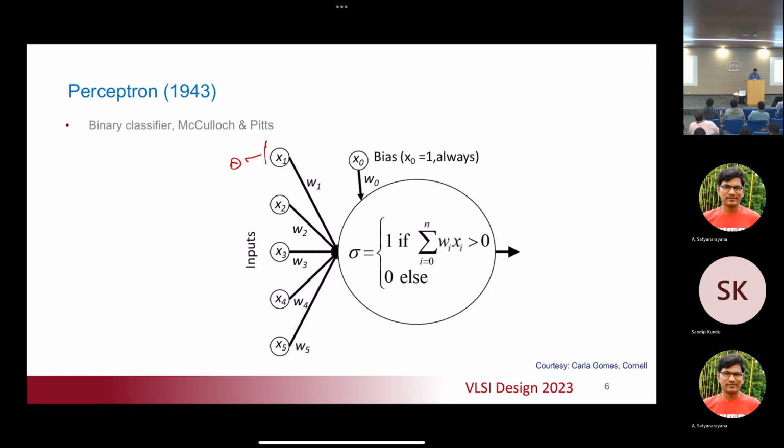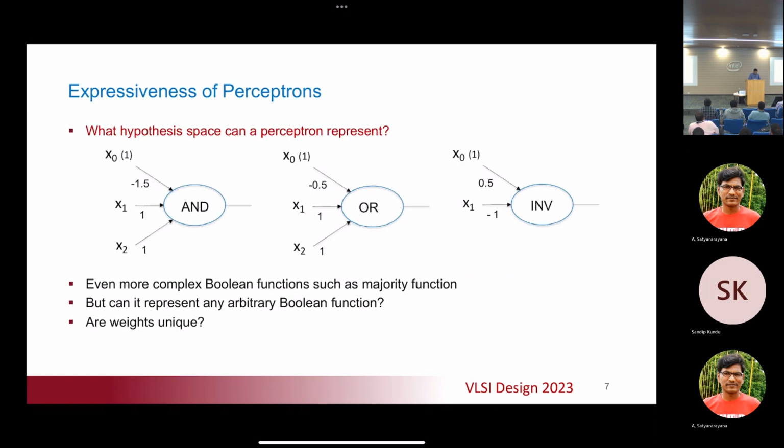And what you do is you produce an output, and the output is such that each input is multiplied by some kind of weight, and when you sum them together, if they're above 0, then the output is 1, and otherwise the output is 0. So that's a binary input, binary output. And that was the first circuit that came about in 1943.